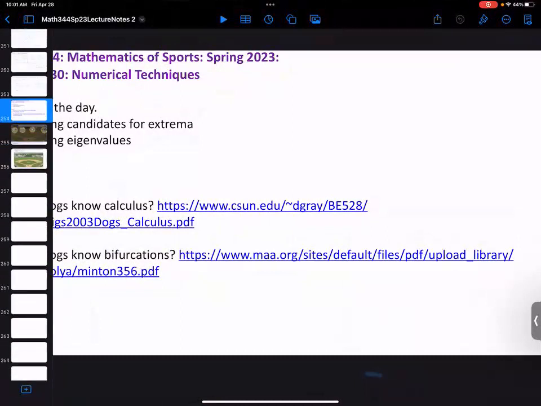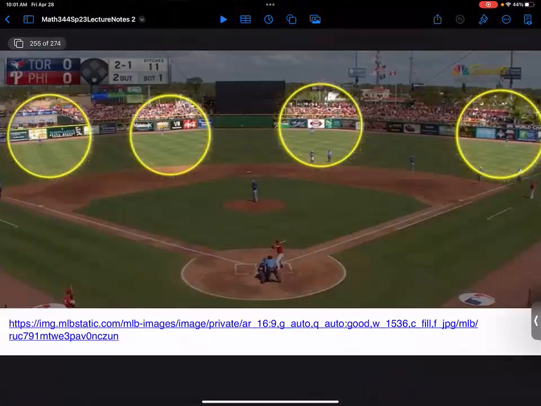So why in a class on the mathematics of sports do we care about numerical techniques such as trying to find candidates for maximum and minimum? Again, it's interesting: with the ability of the web, you can search for almost anything. Here is a picture of a 4-person outfield.